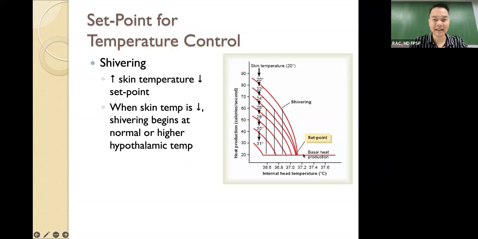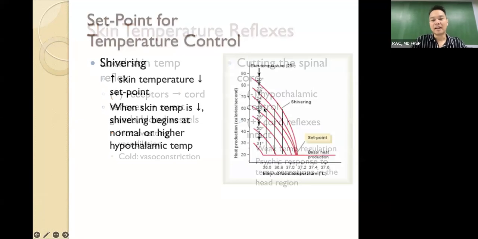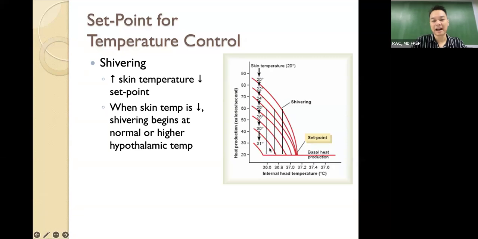Again, the set point is being dictated by the hypothalamus. So let's look at 24 degrees Celsius. Whenever the skin temperature is at 24 degrees Celsius, notice that the set point dictated by the hypothalamus is around 37.1. But the threshold for shivering begins at around 36.6. So this means if the hypothalamic temperature is 36.6, the person begins to shiver.